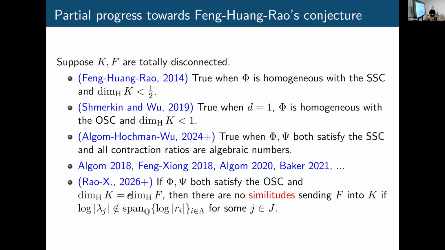It would be very nice if, for example, the Hausdorff dimension of K is strictly less than the Hausdorff dimension of F, and if you can embed K into F, maybe you can find a nice subsystem of F which has Hausdorff dimension exactly the dimension of K, or even a translation of that subsystem, but this seems to be quite hard to prove.